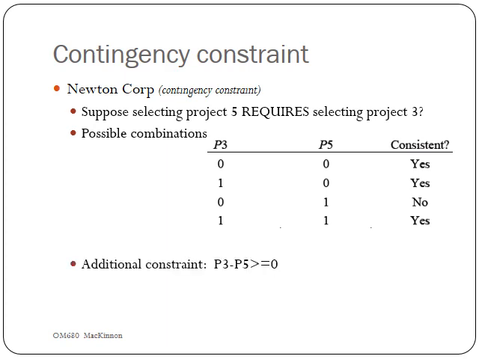So we now need an additional constraint. P3 minus P5 is greater than or equal to 0. And so we're going to work that into our model.